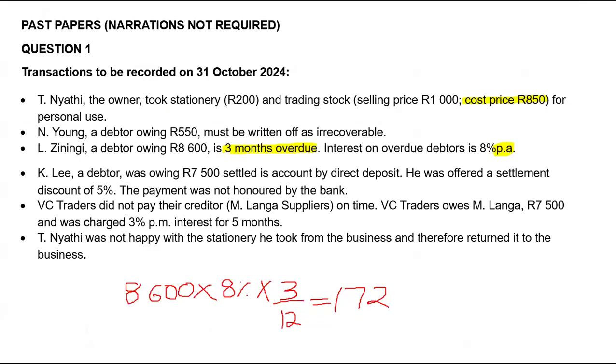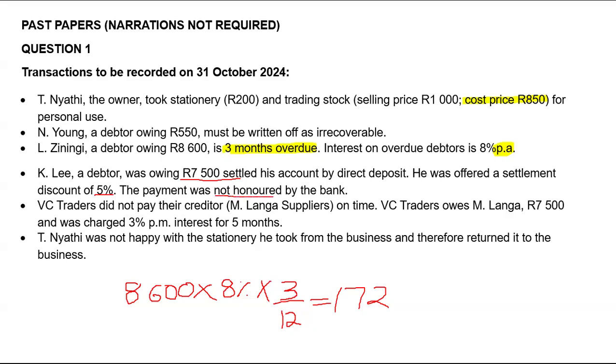Kaylee, a debtor, was owing us 7,500 and settled his account by a direct deposit. Great, obviously that will be recorded in the CRJ, right? He was offered a settlement discount of 5%, meaning that in the CRJ, we are going to record 95% of 7,500 under bank and 95% of 7,500 under receipts in the debtors control, and then record the 5% of 7,500 under discount allowed. All of that was recorded in the CRJ.